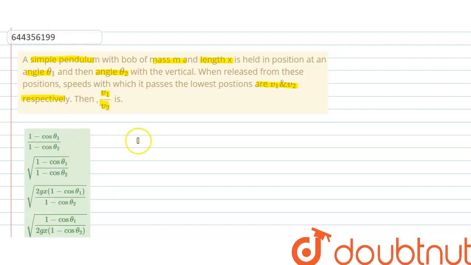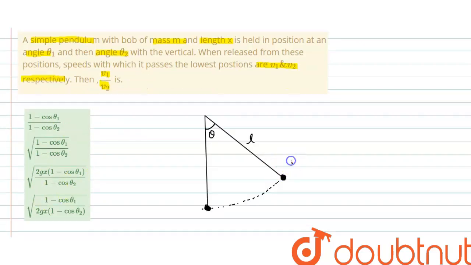So let me draw the diagram first and then I will explain. Suppose a pendulum is released from this position which is making an angle theta with vertical. Then at what speed it will cross the lowest position? Let me calculate this first. So how will we calculate?